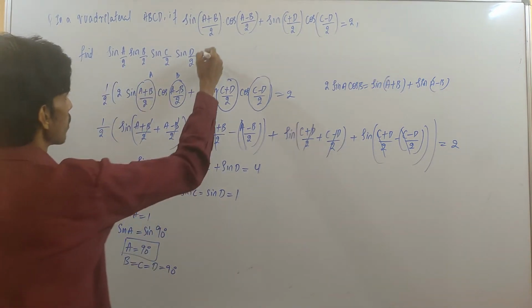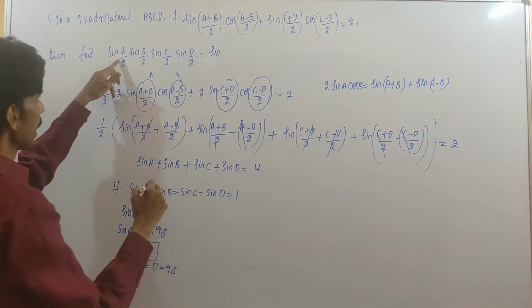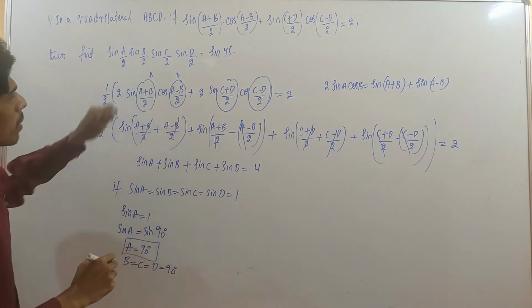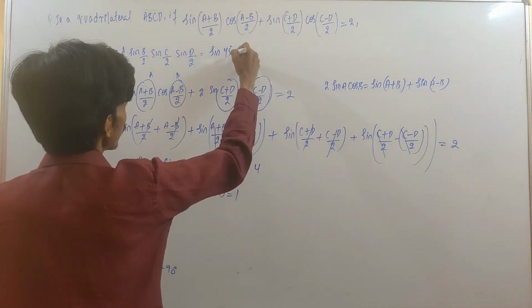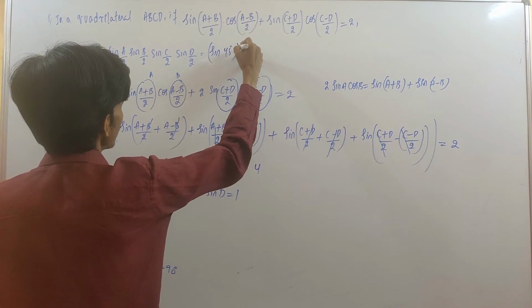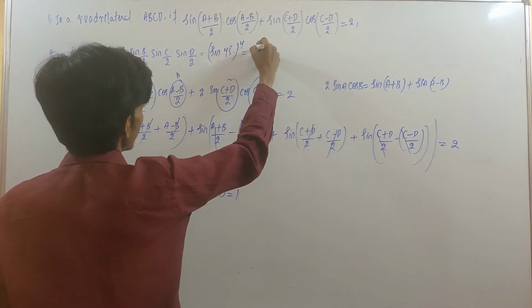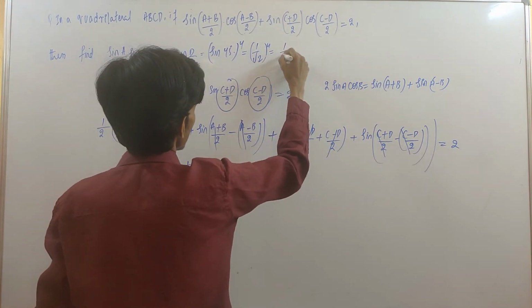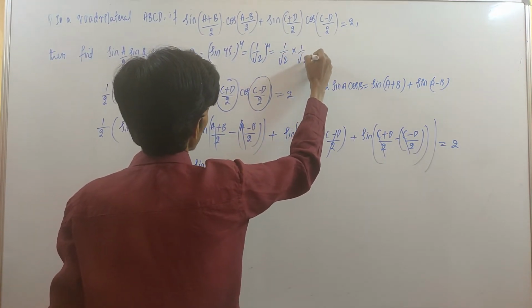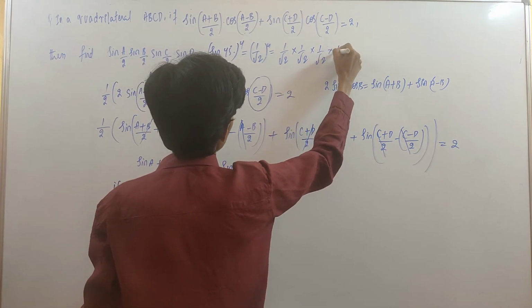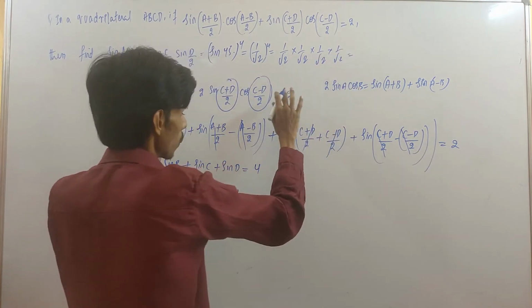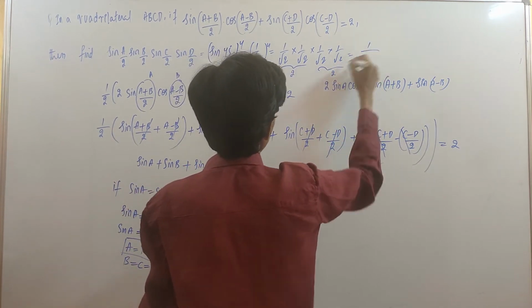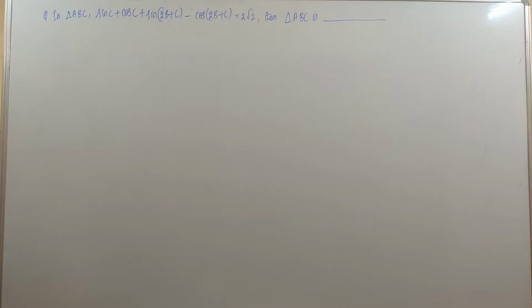Put those values here, it will become sin a by 2, 90 by 2 is 45. Sin b by 2 means 45, into 45 into 45. So it will become sin 45 power 4, that is 1 by root 2 power 4. That can be written as 1 by root 2 into 1 by root 2 into 1 by root 2 into 1 by root 2. Root 2 into root 2 is 2. So 1 divided by 4 is the answer for this question.